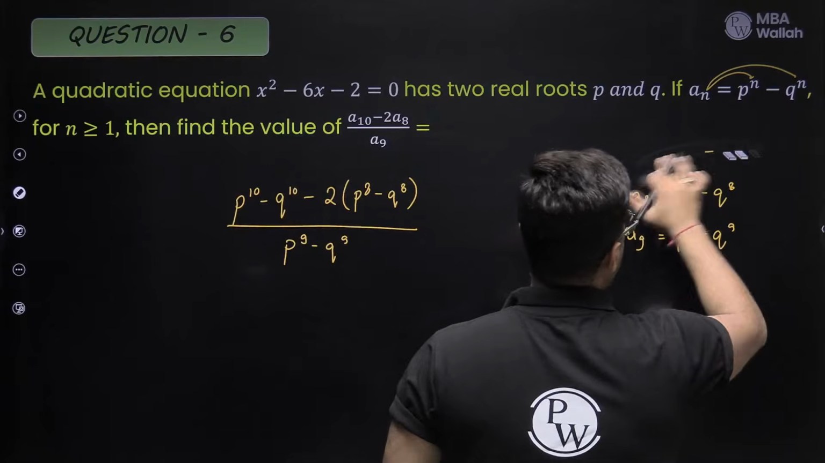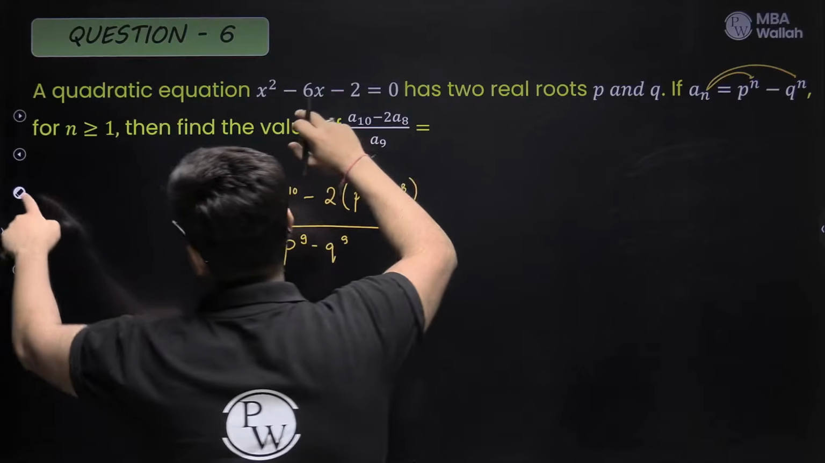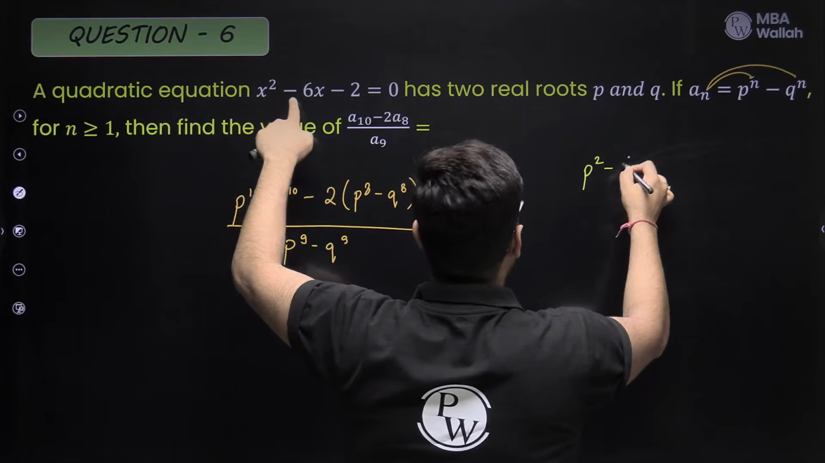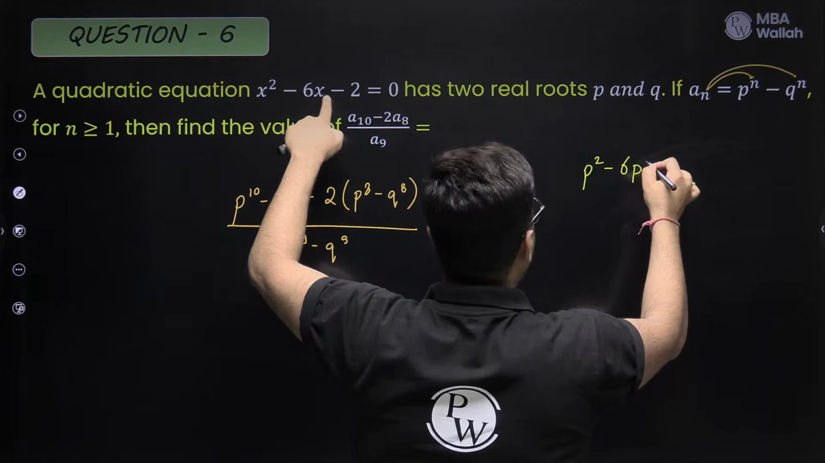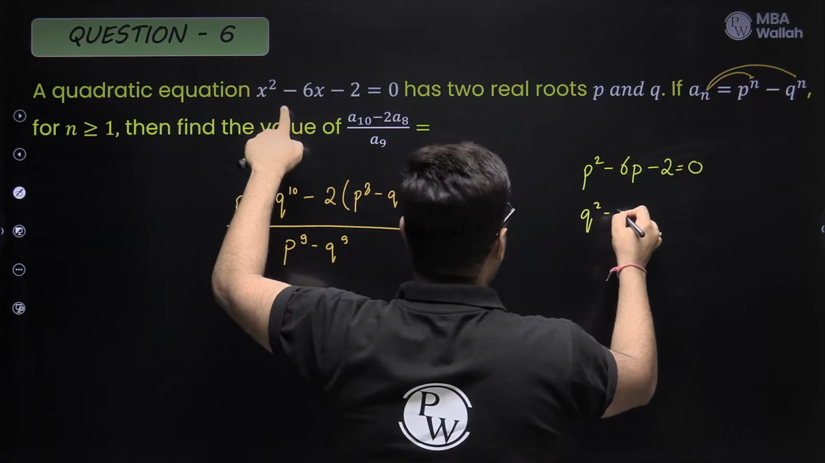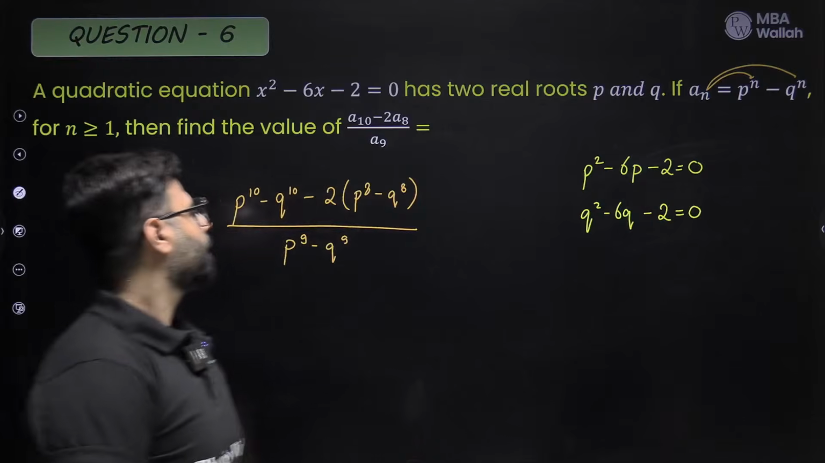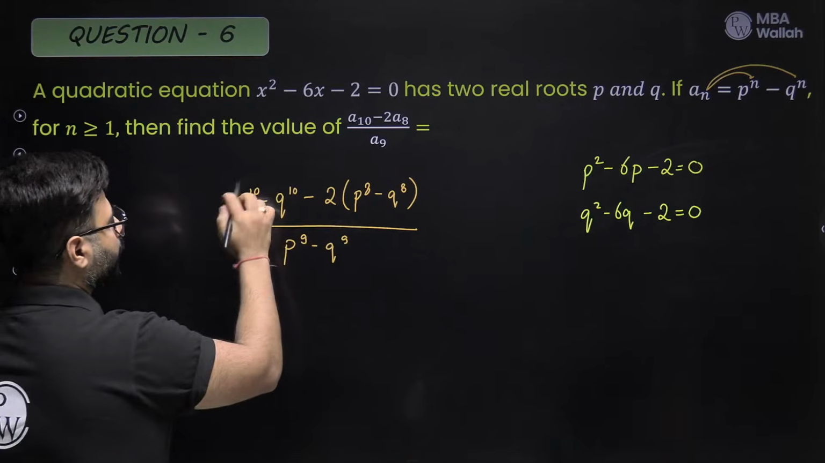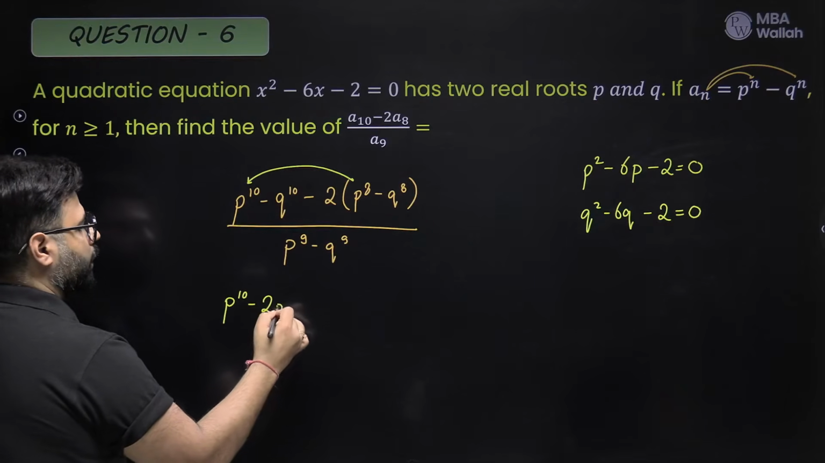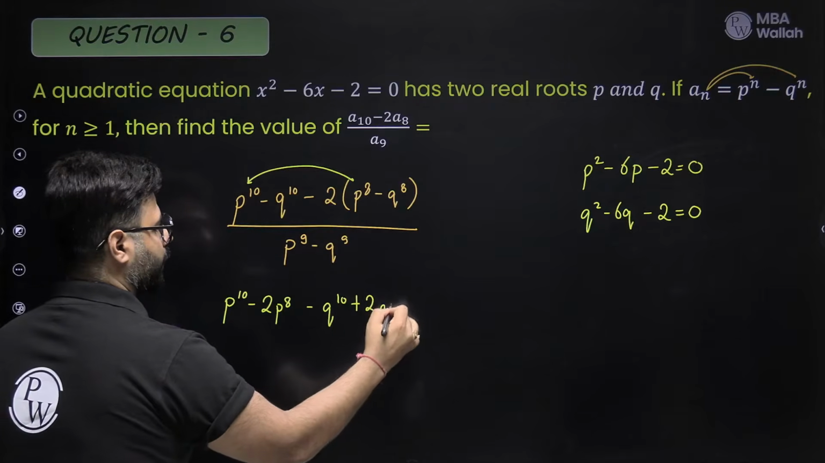You have to use the equation again, guys, like you used in question number 2. P and Q are the roots of this particular equation. That means they will definitely satisfy this. So P square minus 6P minus 2 equals 0, and Q square minus 6Q minus 2 equals 0. And now if I start playing with the terms, I have P to the power 10 minus 2P to the power 8 minus Q to the power 10 plus 2Q to the power 8.